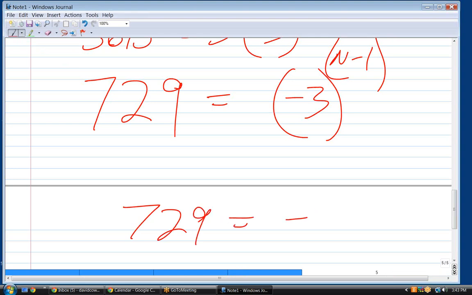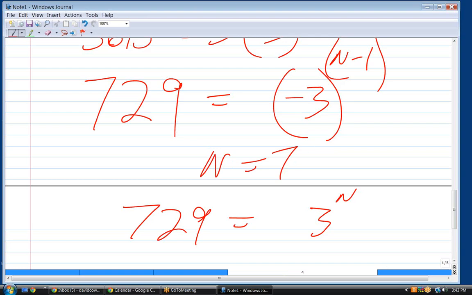729 equals minus or plus 3 to what power? Well, it's 6. It's 6? Uh-huh. Okay, so n has to be 7. Well, and then I did -3 to the 6, and it gave me -729. Well, it shouldn't give you negative. It should give you positive. If you take -3 in parentheses to the 6th power, you'll get positive 729.